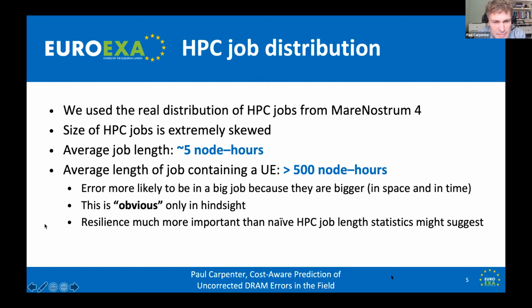So you think, how can this be? This is two orders of magnitude difference. But if you think about it, an error is more likely to happen in a big job simply because it's bigger, right? So if you put a UE at a random point in space and time, it's more likely to be in the big one. And this problem is known as the inspection paradox. It's sort of a general thing.